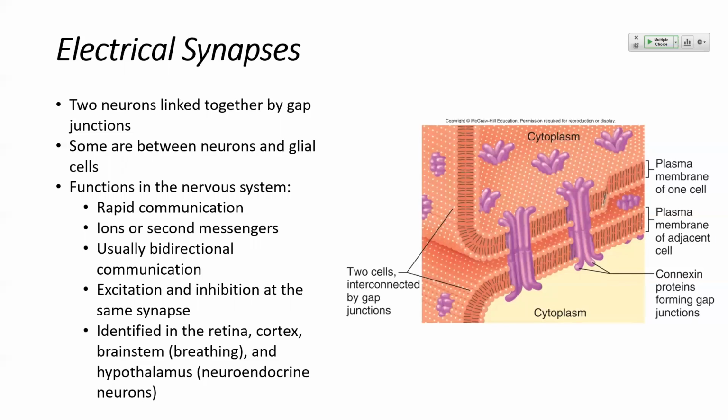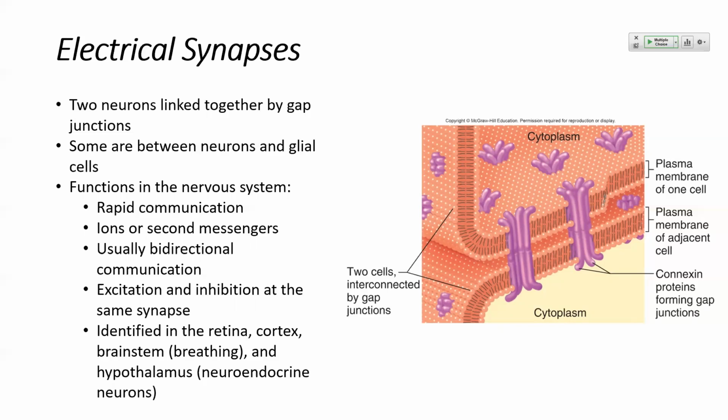We use ions as second messengers and not chemicals. This is bidirectional, so this can happen going from the presynaptic to the postsynaptic, and back to the presynaptic, in either direction. This can be an excitatory communication or an inhibitory communication at the same synapse. And then we can identify some examples of where this is found. So the retina is one example, the cortex, parts of the brainstem, the hypothalamus, where we have those neuroendocrine communications.